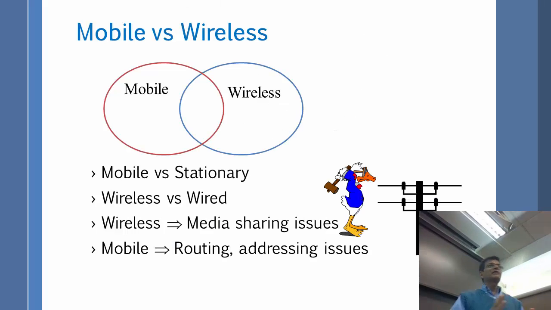So first of all, there are two things in this course, mobile and wireless. Most of us take them as the same, but they are not. Mobile is the opposite of stationary. So most of you are stationary right now. I am a little bit mobile.